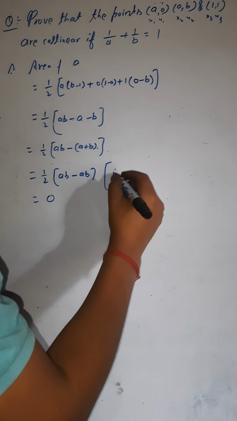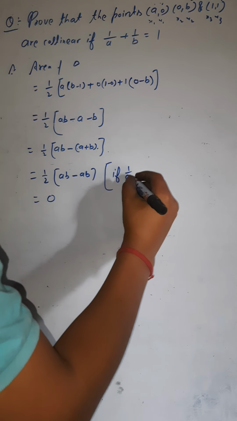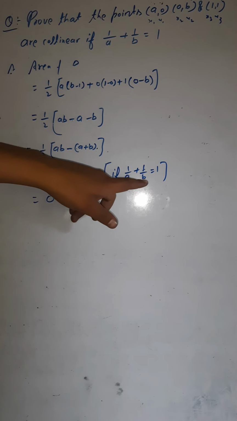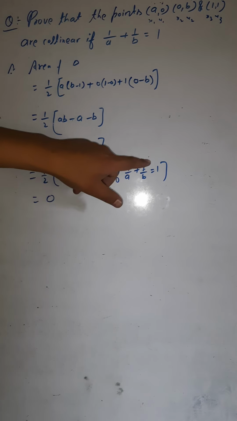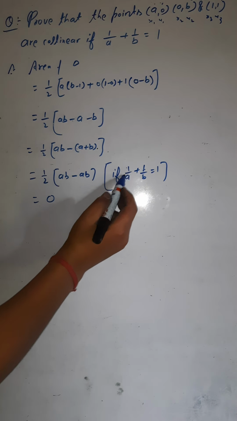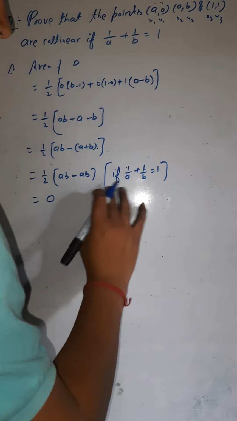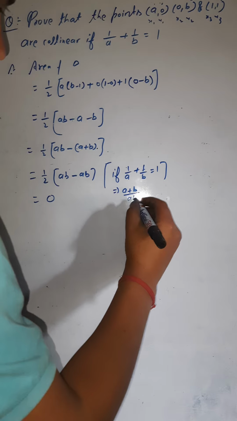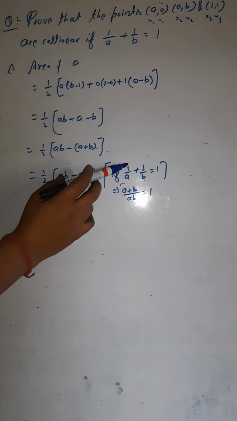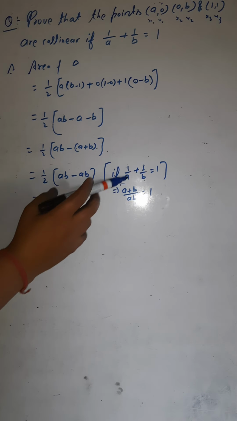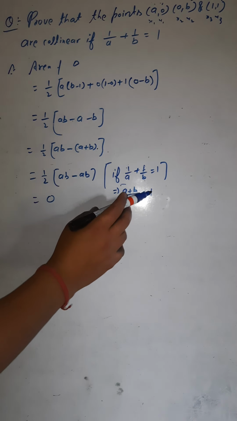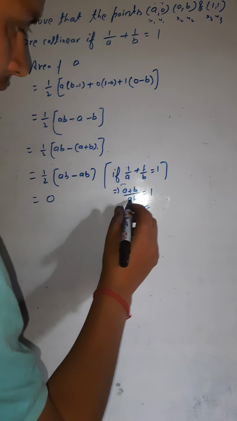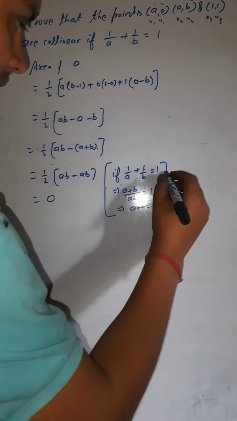If I write here, if 1/a + 1/b = 1, look here, if I cross multiply it, it would be b into 1 by b plus a into 1 by a, which means a plus b. I can write it implies (a plus b) divided by ab equals 1. Can I write it like this? So (a plus b) divided by ab equals 1. This ab would multiply there, so I can write here, it implies a plus b equals ab. So this is the condition now.